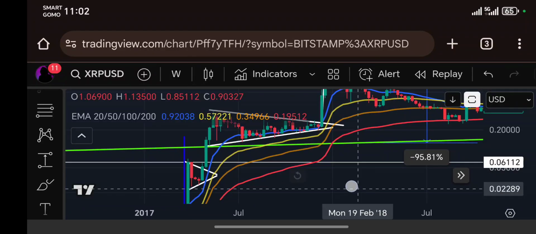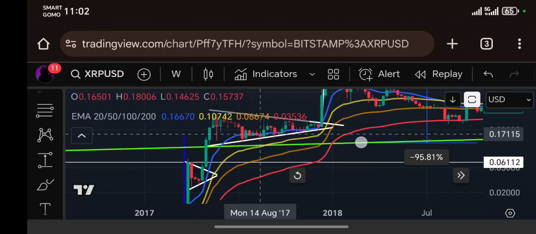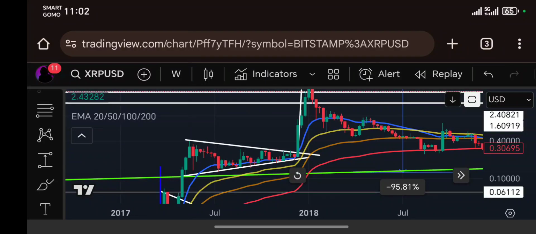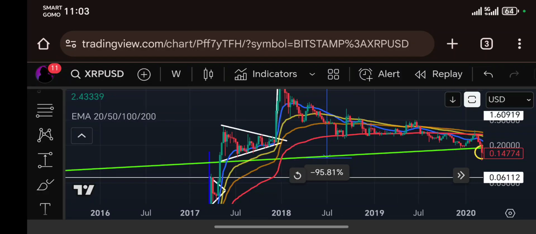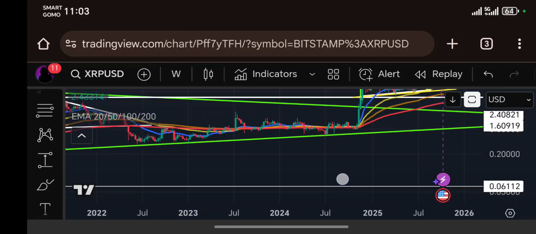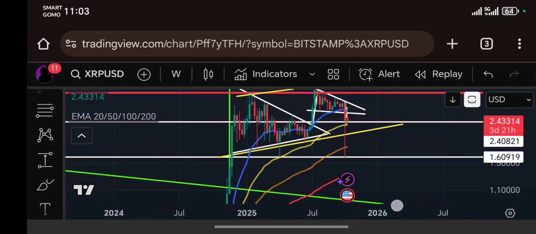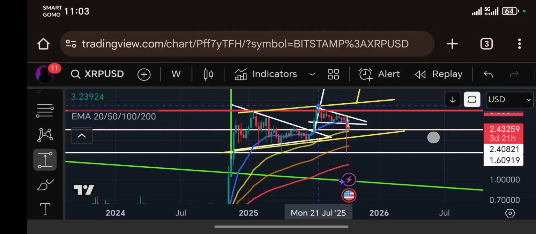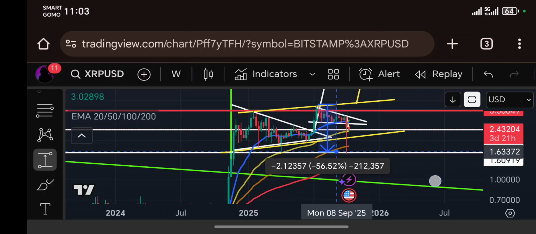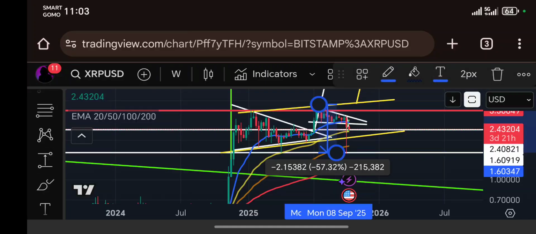As you can see here, this is a 63% drop, 68% drop before the blow off top. Don't get me wrong, this is based on the charts. So now I want you to look at this crash here. From this top, we only dropped around 56%, 57%. It's about a normal thing that XRP is doing while in the bull market. Sorry for that.